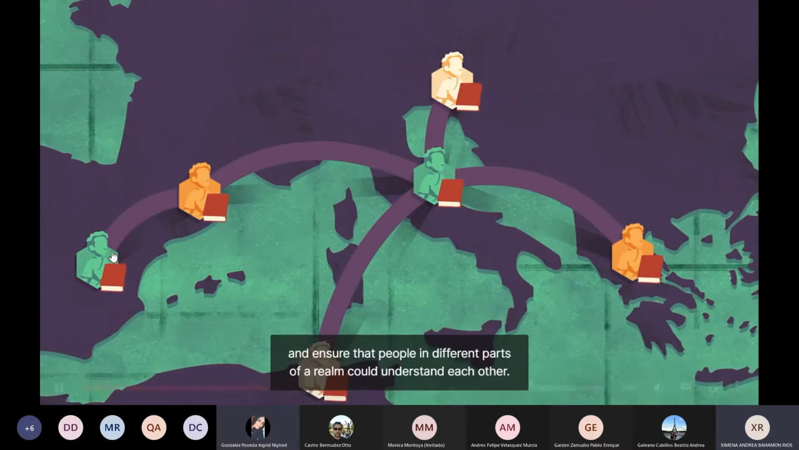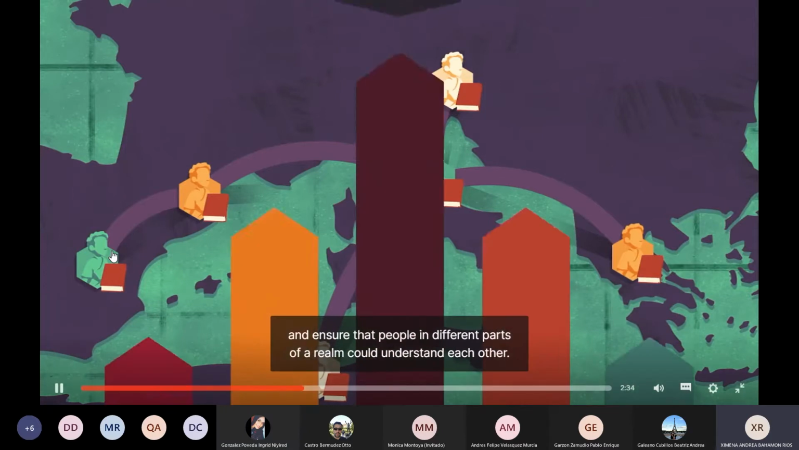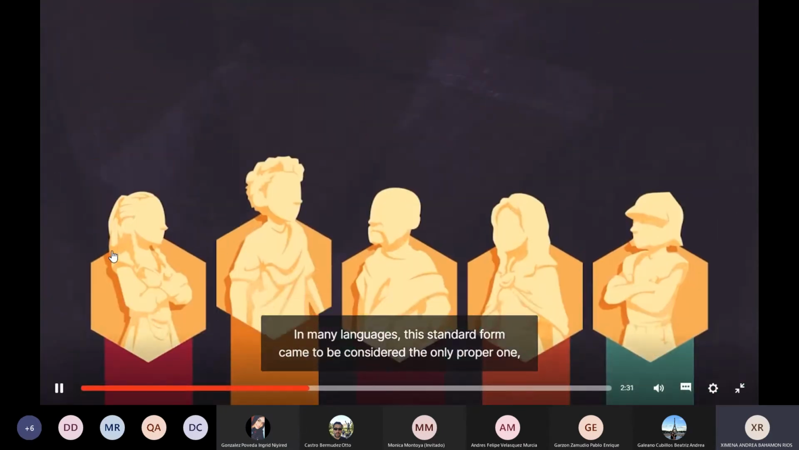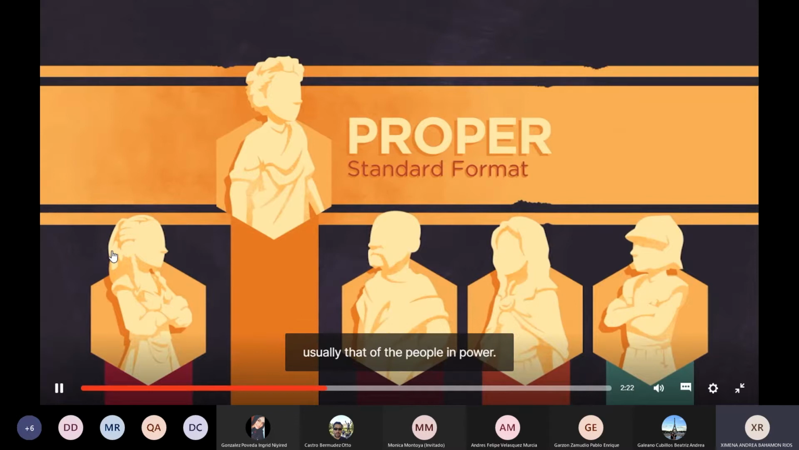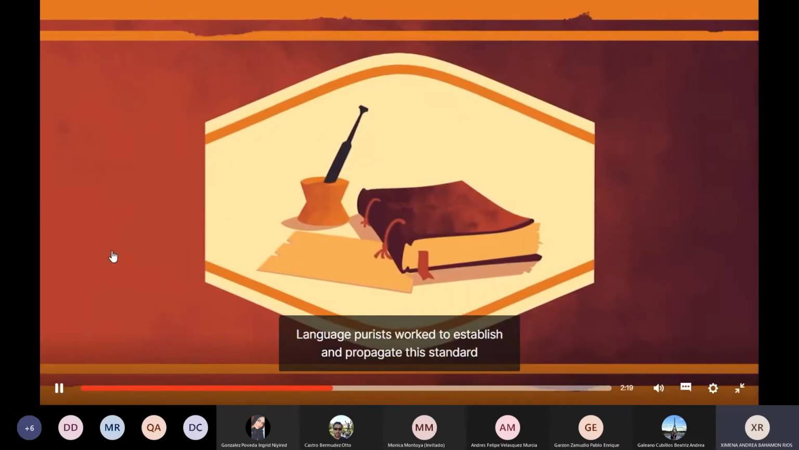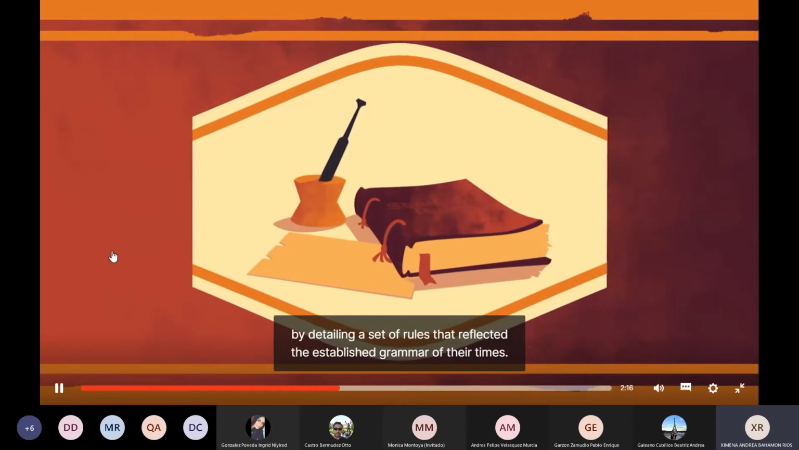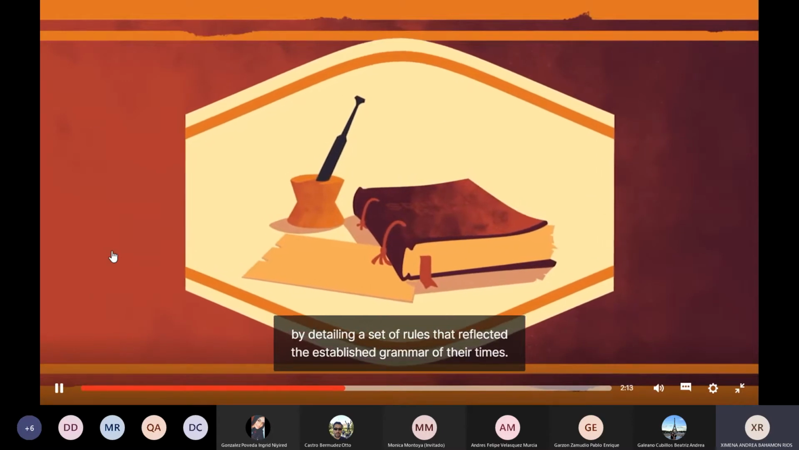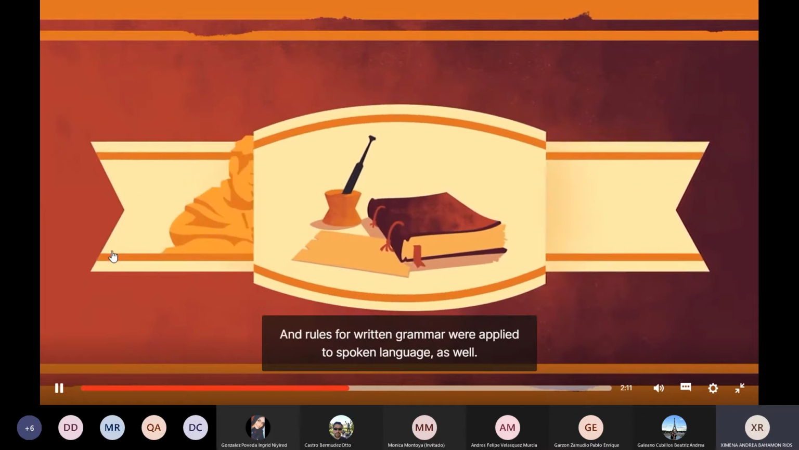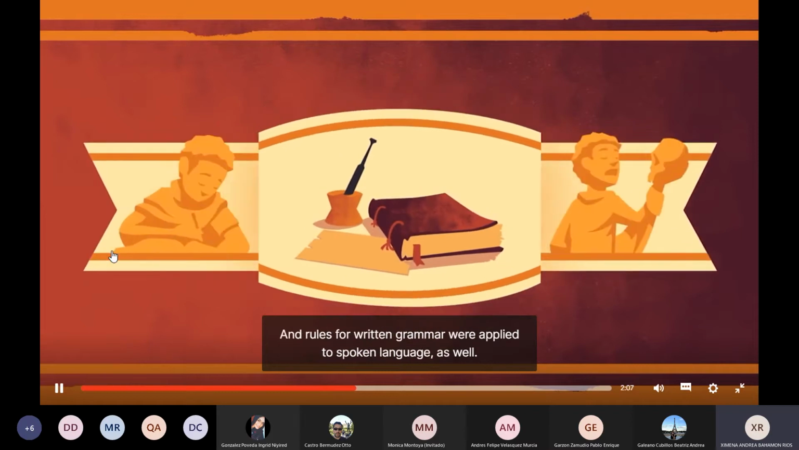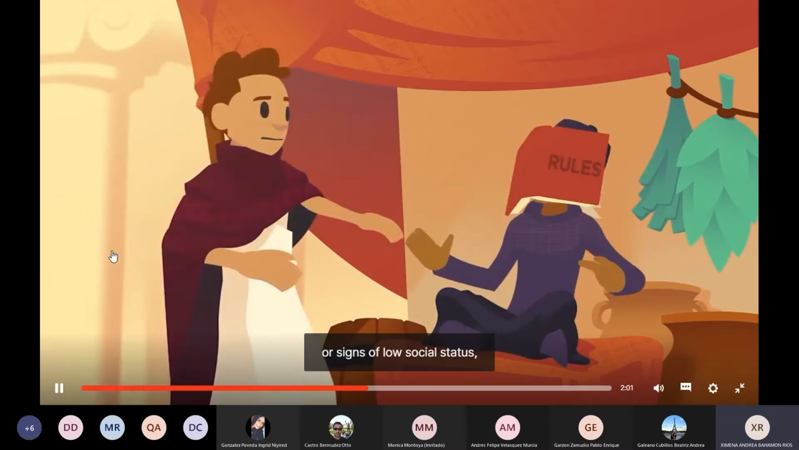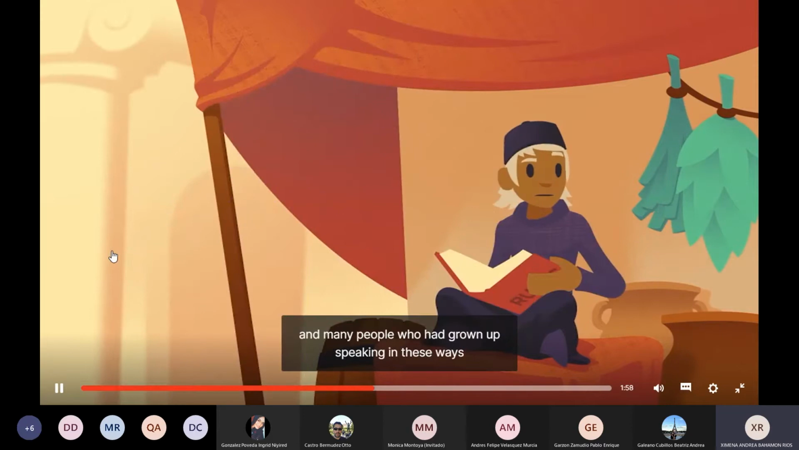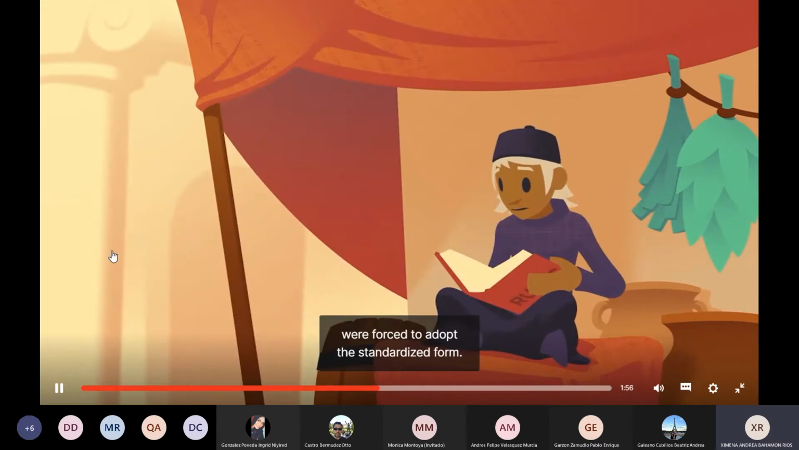Making sure that people in different parts of a realm could understand each other. In many languages, this standard form came to be considered the only proper one, despite being derived from just one of many spoken varieties, usually that of the people in power. Language purists worked to establish and propagate this standard by detailing a set of rules that reflected the established grammar of their times. And rules for written grammar were applied to spoken language as well. Speech patterns that deviated from the written rules were considered corruptions or signs of low social status, and many people who had grown up speaking in these ways were forced to adopt the standardized form.